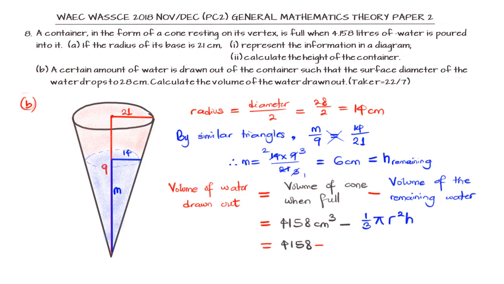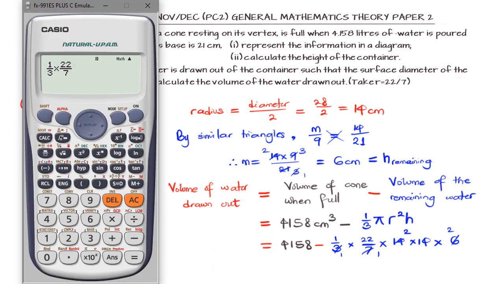4158 minus 1 over 3 multiplied by pi, which is 22 over 7, multiplied by the radius square, which is 14 times 14, multiplied by the h, which is 6. If we want to cut, 7 can go in 14 twice, 3 can go in 6, also 2. So we have 22, 14, and 4.